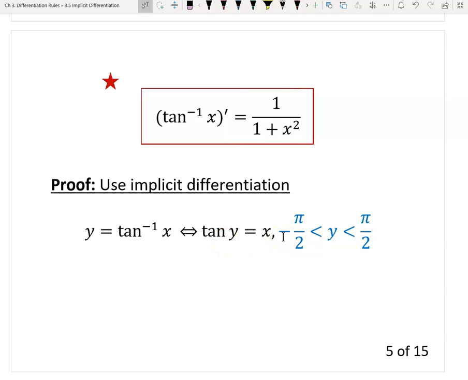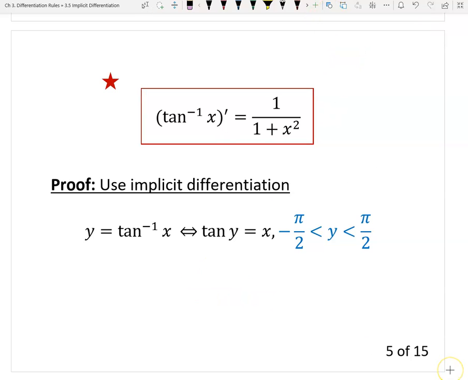And where is y? Pay attention to this. Y is from negative pi over 2 to pi over 2. So that's the definition, which means y still belongs to Q1 or Q4, right? Now what do we do? The same.